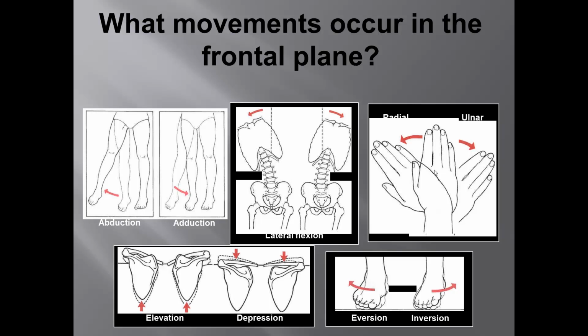anterior-posterior axis. Elevation and depression of the shoulder blades is in the frontal plane, and the axis of rotation is at the collarbone, where it's attached to the sternum at the sternoclavicular joint. That's where the axis of rotation is, front to back, anterior-posterior. If we move our foot out to the side and bring it in, that is considered frontal plane movement as well.